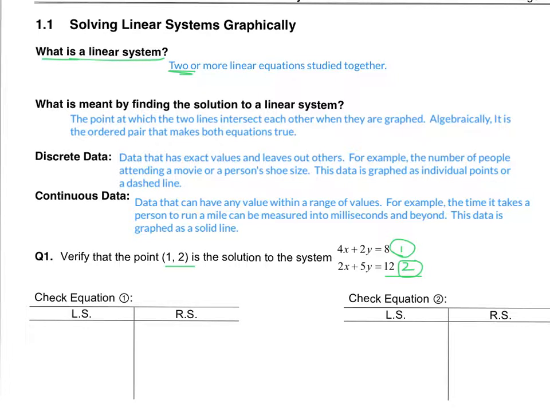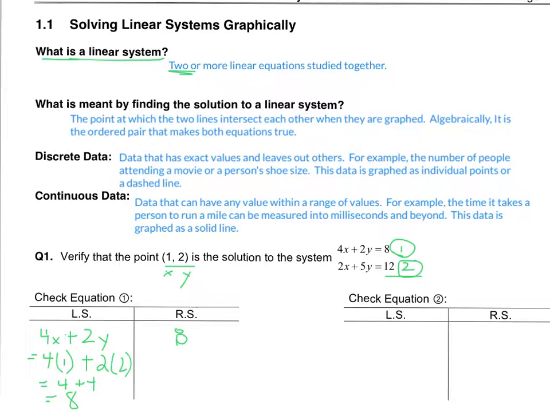So we're checking equation 1, which is 4x plus 2y. On the left side of the equal sign we have 4x plus 2y, and on the right side of the equal sign we have the 8. So we start with that. The next thing we want to do is sub in our values for the x and the y. The x is 1, the y is 2. We're going to put 4 times 1 plus 2 times 2, and then we evaluate that. That's going to be 4 plus 4, which is 8. So because the left side was equal to the right side, we know that the point 1, 2 does lie on that very first line. So it is a point on that line.